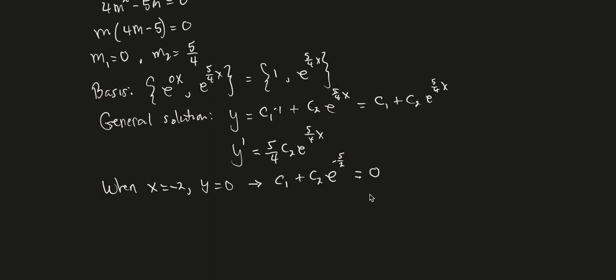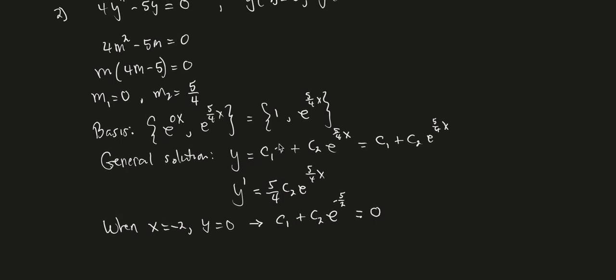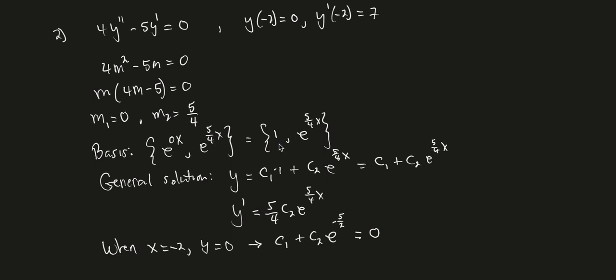Okay, so we can't really do much with this, right? Because there are two constants, but just one equation. But then let's use the other condition. Let me write it down, and then I can scroll. So when x is equal to -2, y prime is equal to 7.